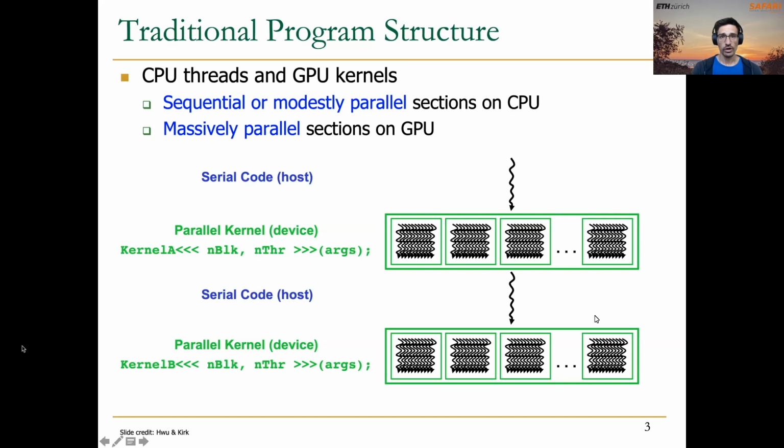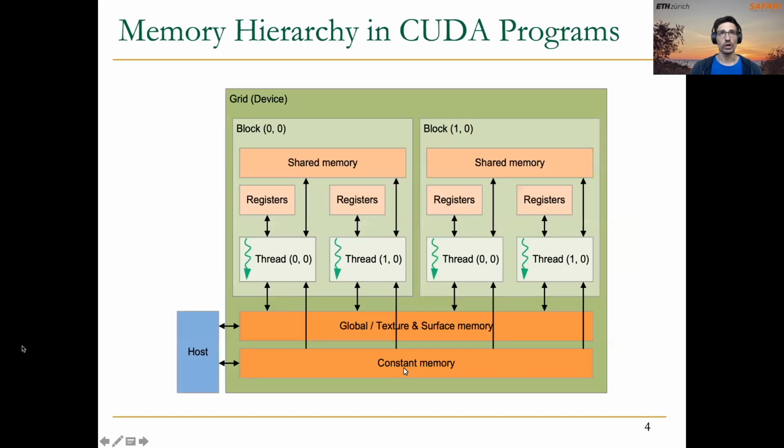We would normally have a CPU thread running some serial code or modestly parallel code, as I said, then at some point launching a GPU kernel that will run on the GPU with a certain grid composed by a certain number of blocks and a certain number of threads in each block. And after the kernel termination, control will go back to the CPU that can execute more serial code and then eventually launch a new GPU kernel.